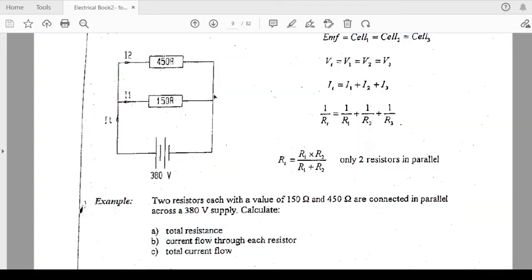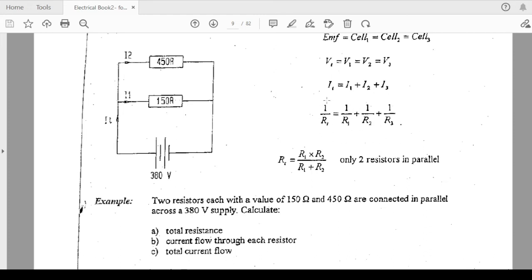Then you want the total resistance of those two. Just use R1 times R2 over R1 plus R2. It's very easy. But I'm saying only if there are two resistors in parallel. If there are more than two in parallel, you have to go with that formula. So meaning that you need to know your mathematics.